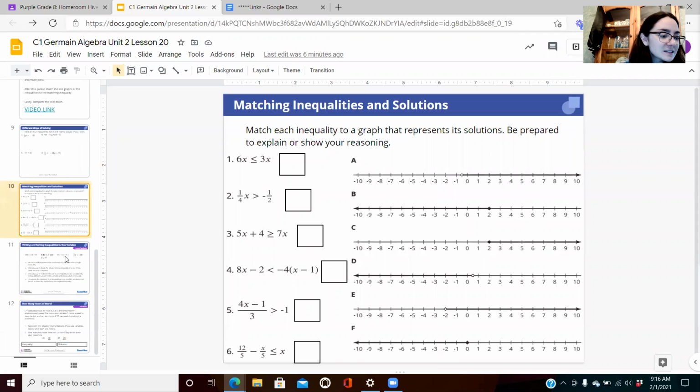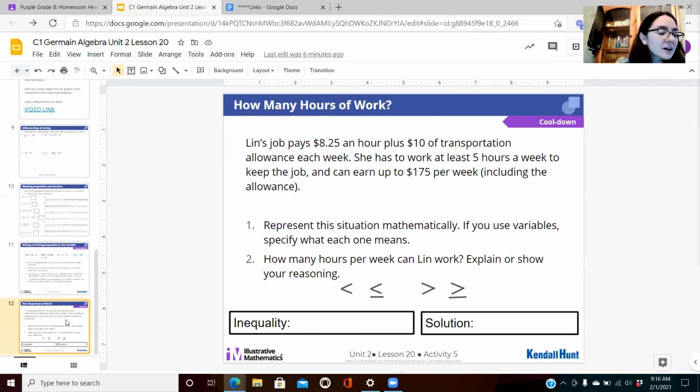Okay, and then last is the cool down on slide number 12, which will be independent, in which you are going to be creating an inequality based on this scenario here, just like we did in the first activity this morning. This one, I'm not going to give you the answer to. We're going to go through it as the warm-up for tomorrow. Okay? Is everyone clear on what you need to do this afternoon?